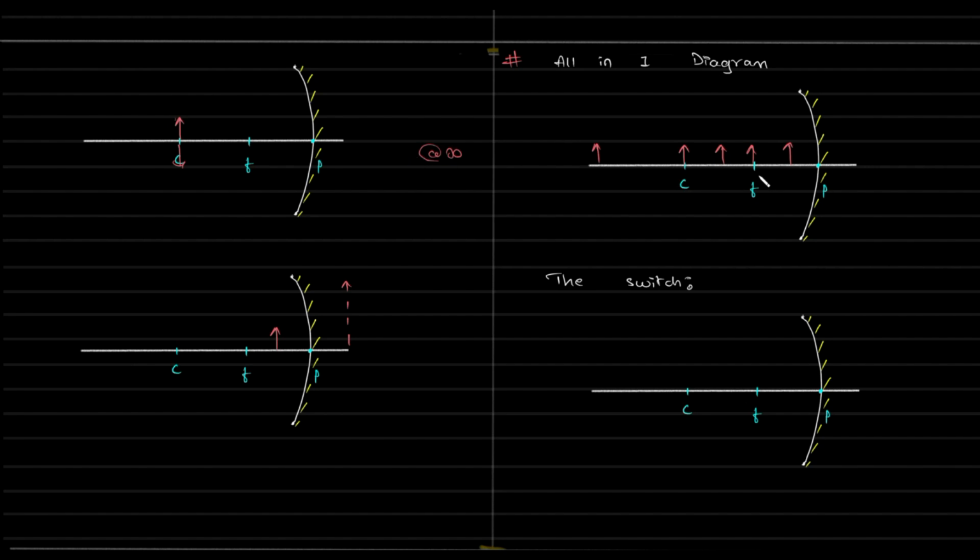If I keep it at infinity, the image is at focus, highly diminished. If I keep it before center of curvature, it's over here, inverted and diminished, not that big. Here it's of same size, right? When you keep it at center of curvature, you get it at center of curvature. If I keep the object between this, I'll get an image over here. And next is at infinity.